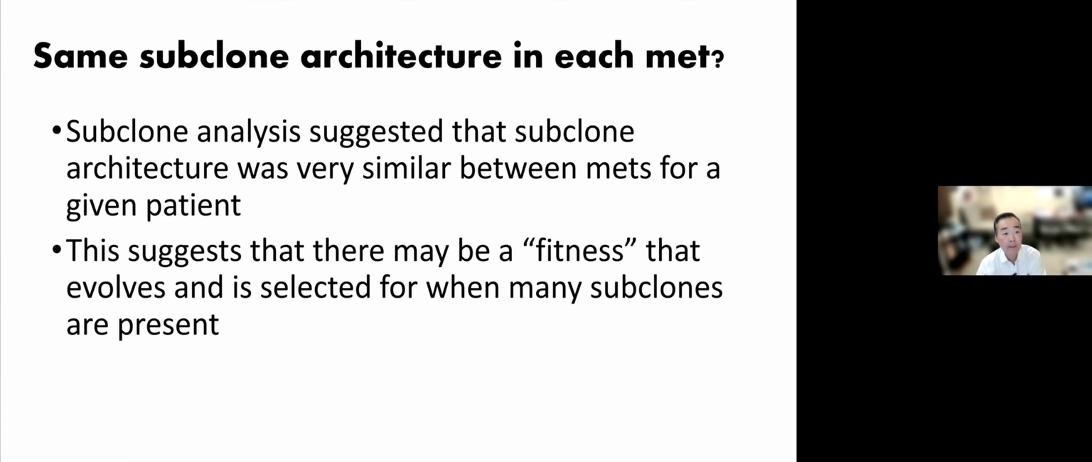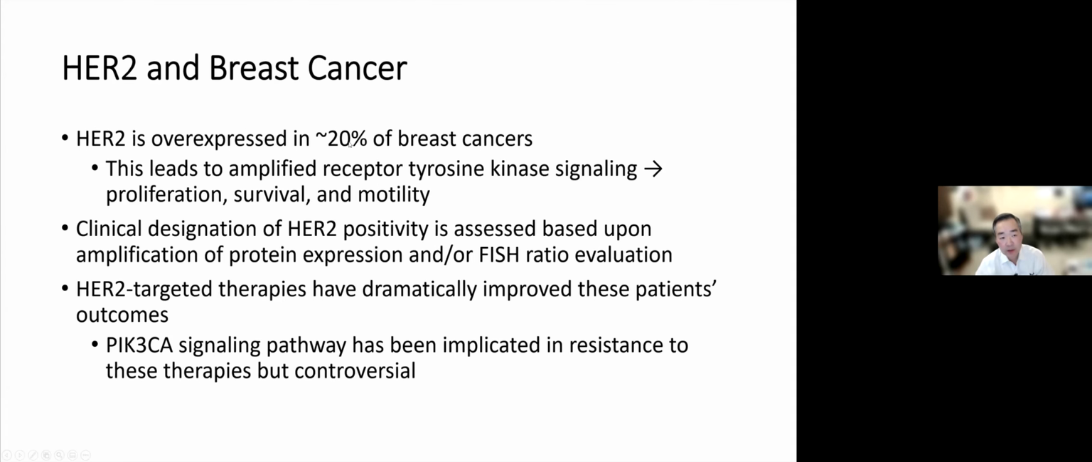Just a little bit of background about HER2 and breast cancer. So HER2, I think many people in this audience are already aware of this, is overexpressed or amplified in about 15 to 20% of breast cancers. This leads to proliferation, survival, and increased motility. The clinical designation of HER2 for breast cancer, at least, is based upon amplification or protein expression or overexpression. And so we use either immunohistochemistry or FISH to evaluate this.